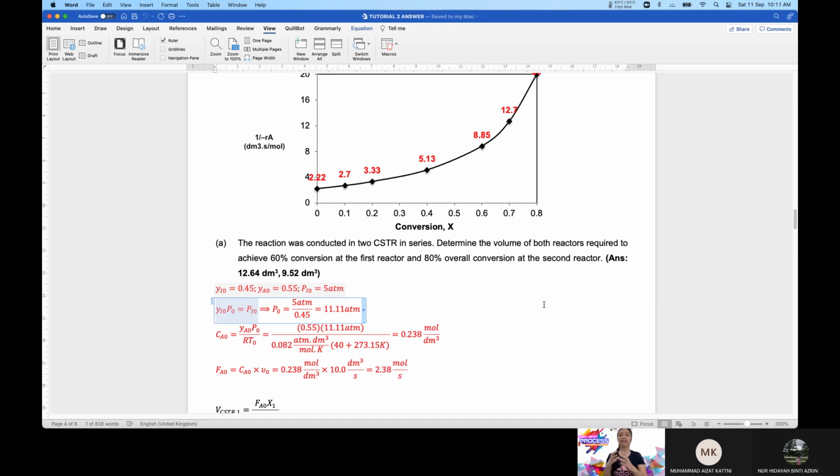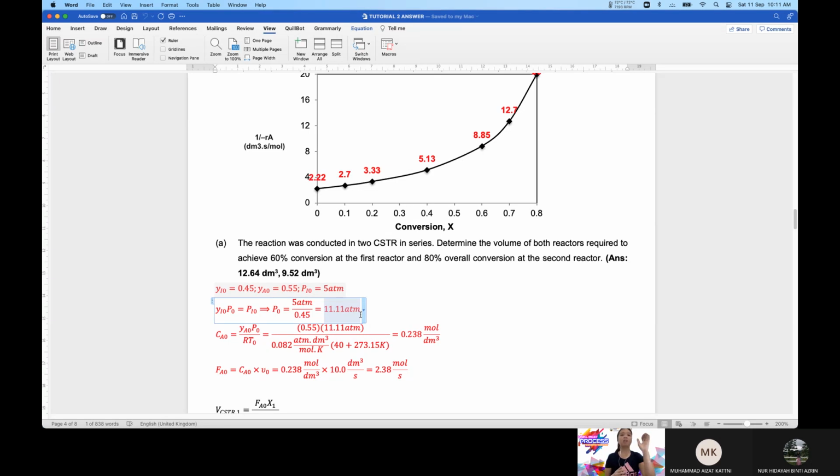Okay, tekanan lengai ni yang 5 atm akan bersamaan dengan mole fraction inert multiply with total pressure. Kalau you buat mole fraction inert multiply with total pressure, kamu akan dapat inert punya pressure. So since I know inert pressure 5 atm, I know inert fraction 0.45. If I use this correlation, I can actually get my P naught. So P naught tu saya akan dapat tekanan lengai bahagi dengan mole fraction lengai, you will get 11.11 atm.